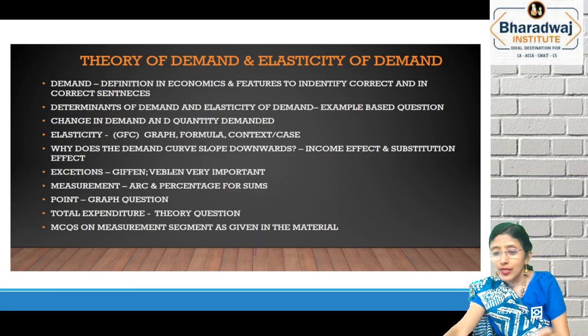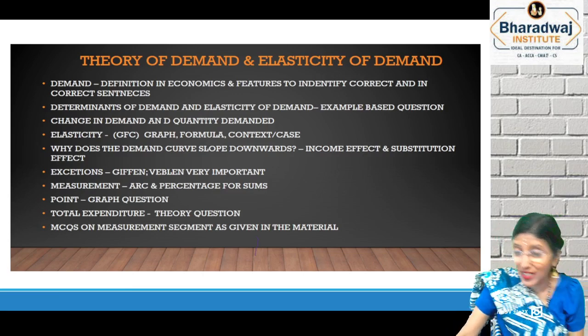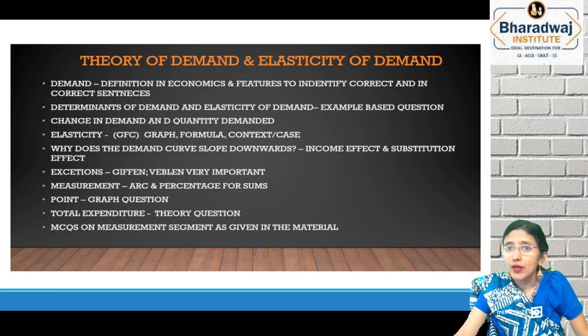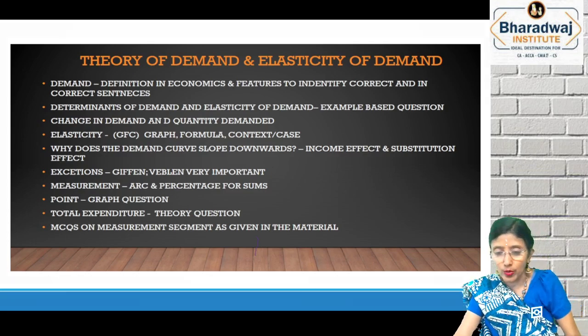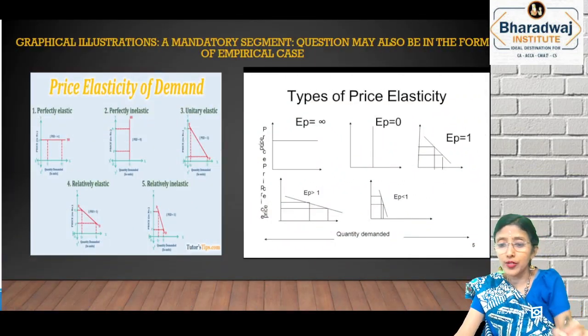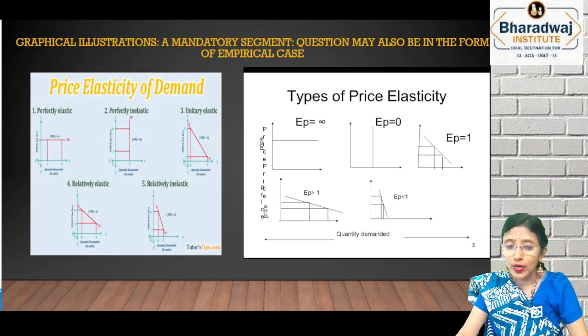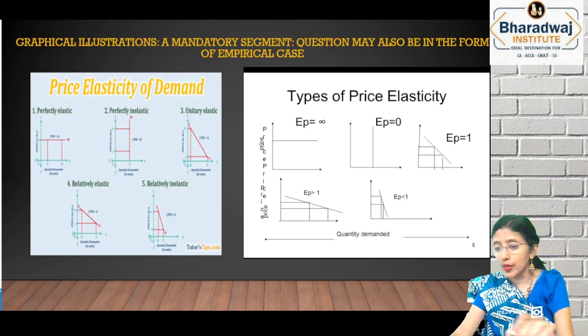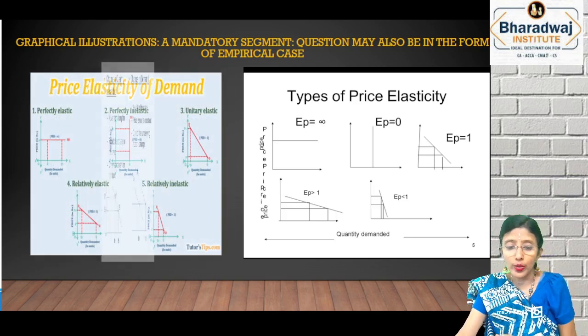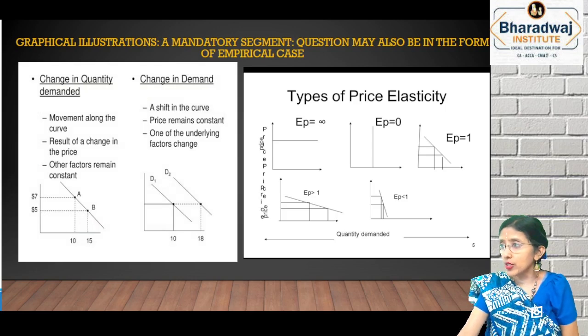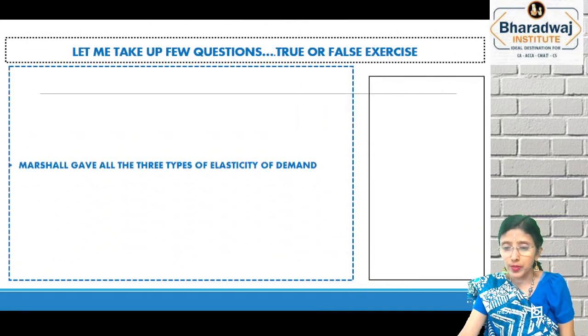Okay. Then MCQs on the measurement segment. When you look at your Bharadwaj material, in the measurement segment itself, there are certain important points: which method is used for measuring large changes, which method is used for small changes. Such types of questions are there. Have that part in mind. And revision of this: mandatorily you have to revise price elasticity of demand with table, with chart, etc. And this change in demand and quantity demanded, shift versus movement. Now we will take up some questions.